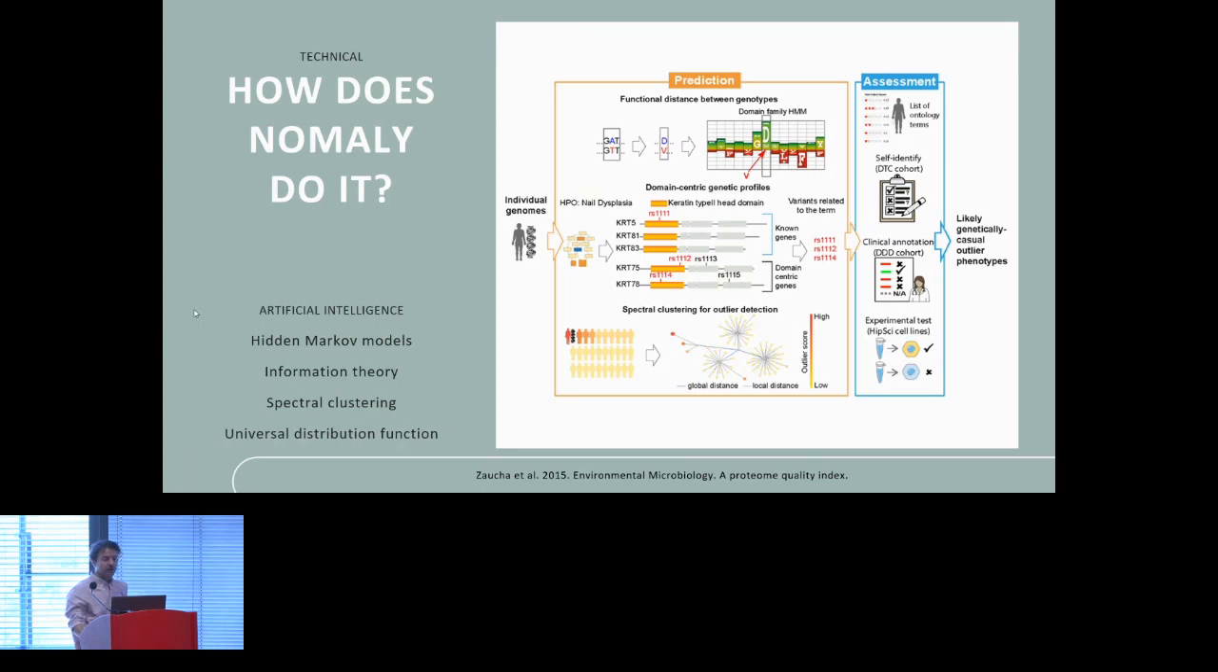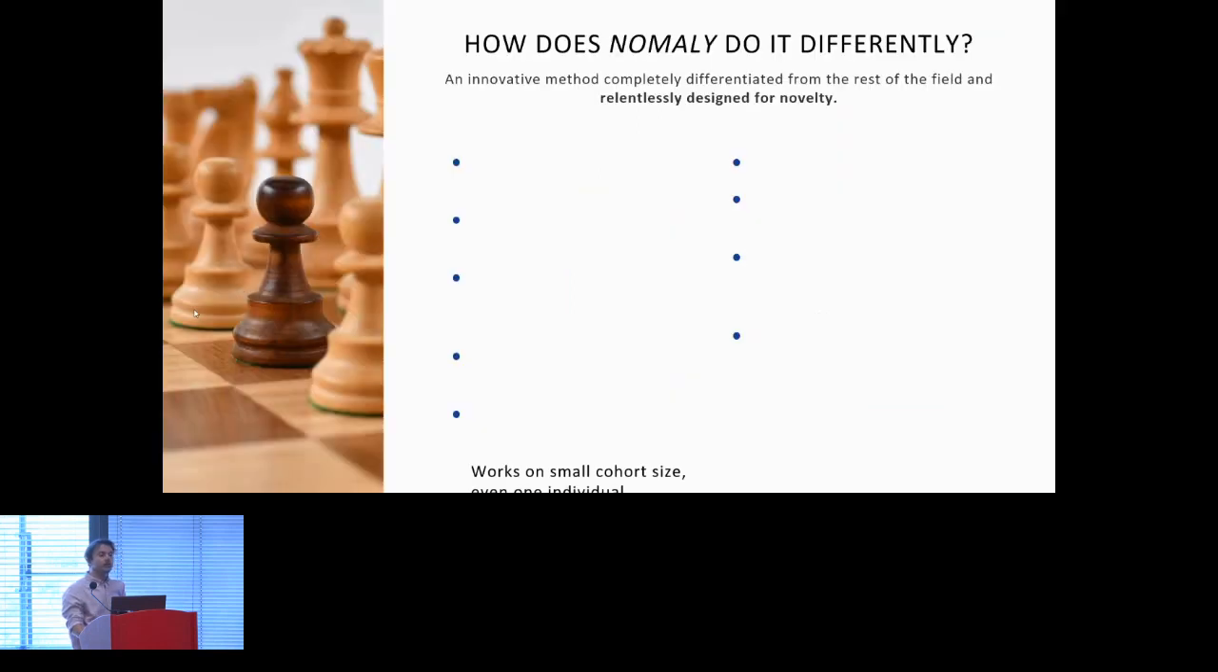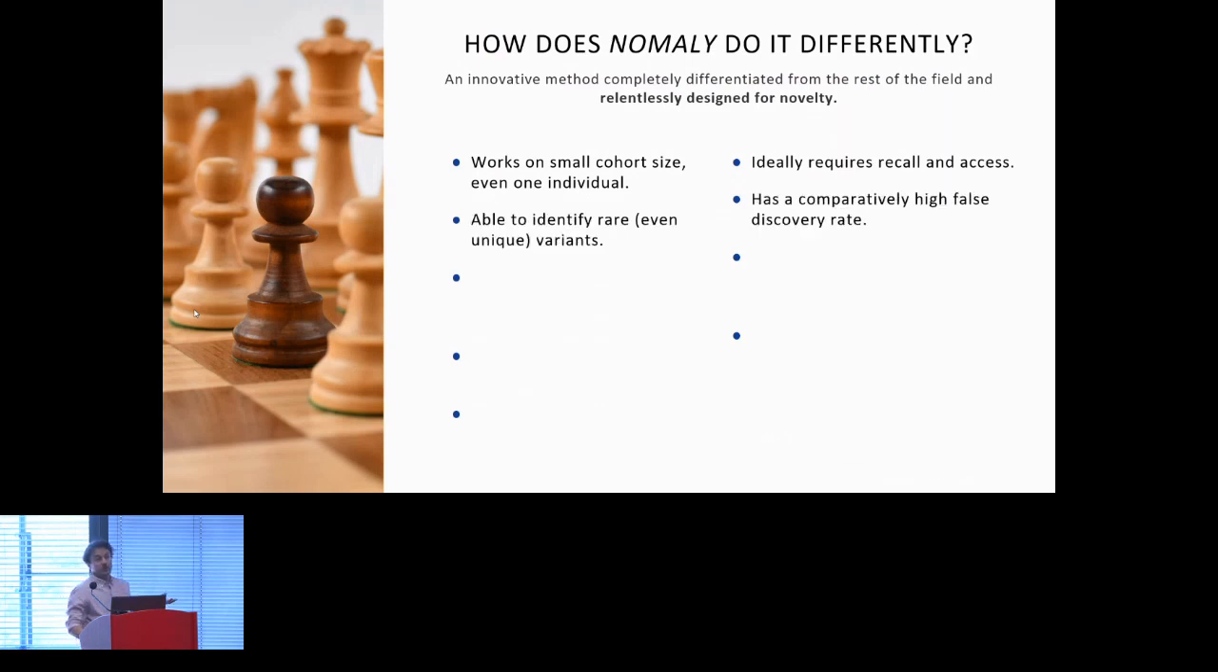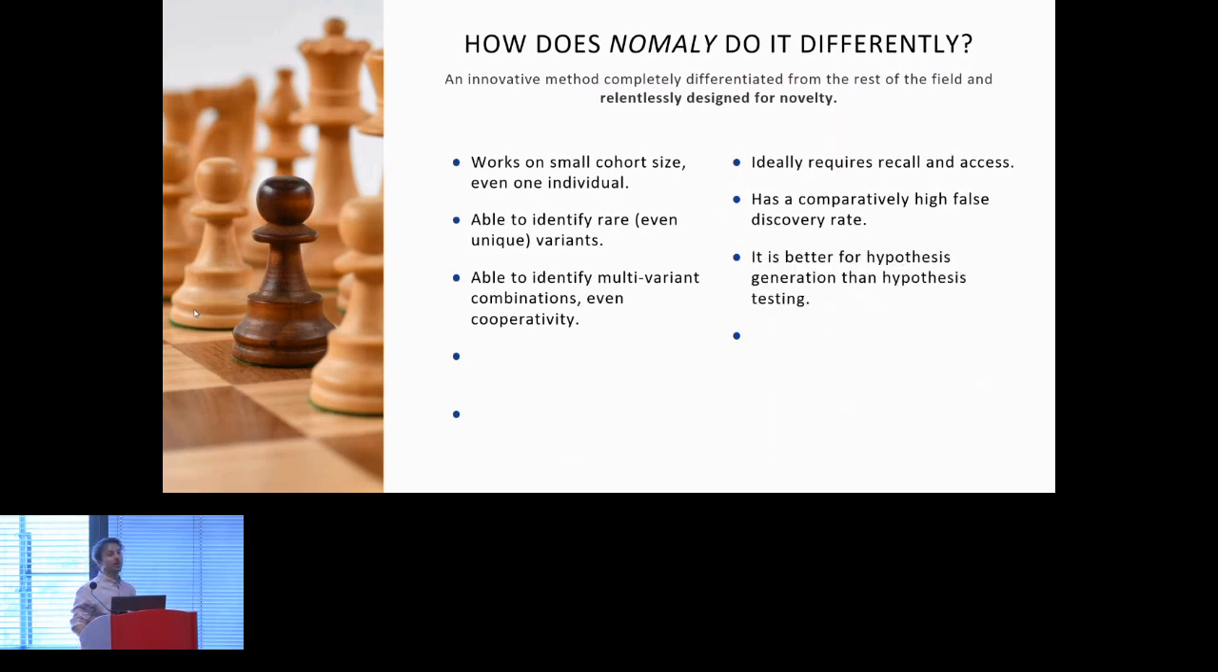It's just very, very different. Some of the ways in which it's different: it can work on small cohort sizes, even one individual, though you need some way to do that assessment step I mentioned. It can identify rare or even completely unique variants because it's an ab initio predictor, basically. It has a really high false discovery rate, but it can identify multivariant combinations and even cooperativity between variants, because it's not bound by the statistical limitations of association. Really, the output is that it generates hypotheses that you then need to test in the lab.